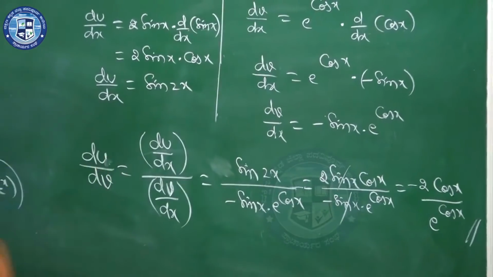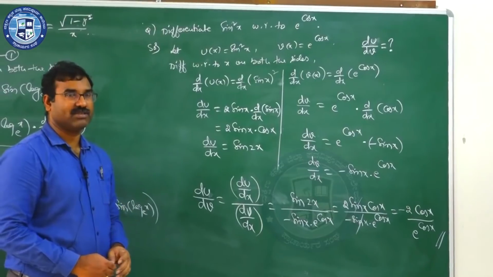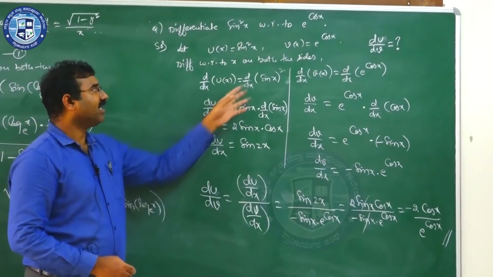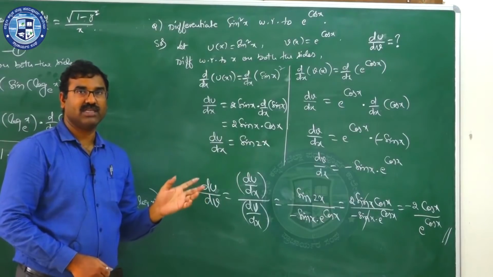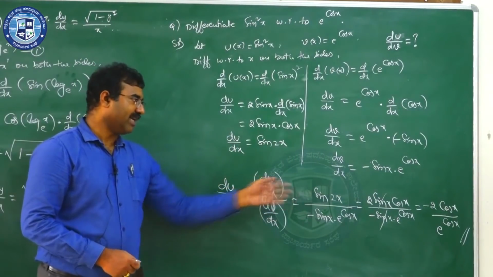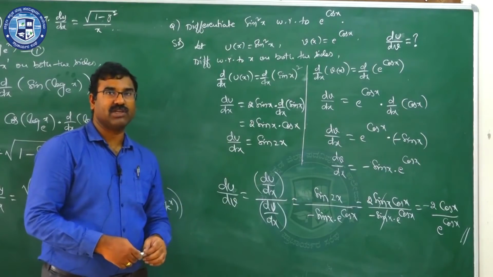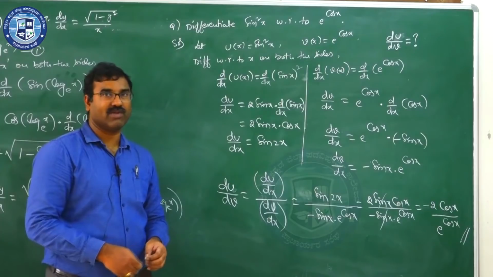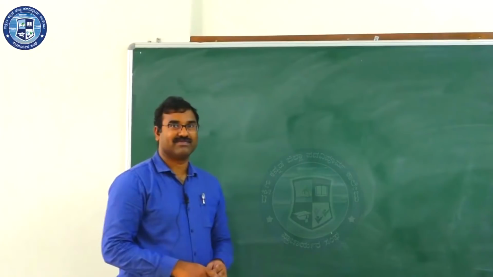It's also a very important model: differentiation of one function with respect to another function. If you take them as u and v, two functions, we need to find du by dv. In this manner, we can find it out. Next, we will proceed to differentiation of logarithmic functions. So far, we have not worked out problems on logarithmic functions. We will work it out now.